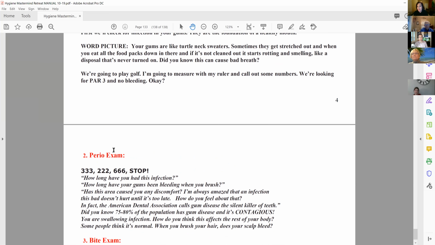Those are implication questions right there, right? Yeah. You guys see them? Those are implication questions. Perfect. So once I'm doing that, they're overhearing what I'm saying. As they're overhearing, they're starting to self-diagnose. Now, that doesn't mean, again, that I'm going to recommend scaling and root planing quadrant style at the end of this visit. I need to read the patient.